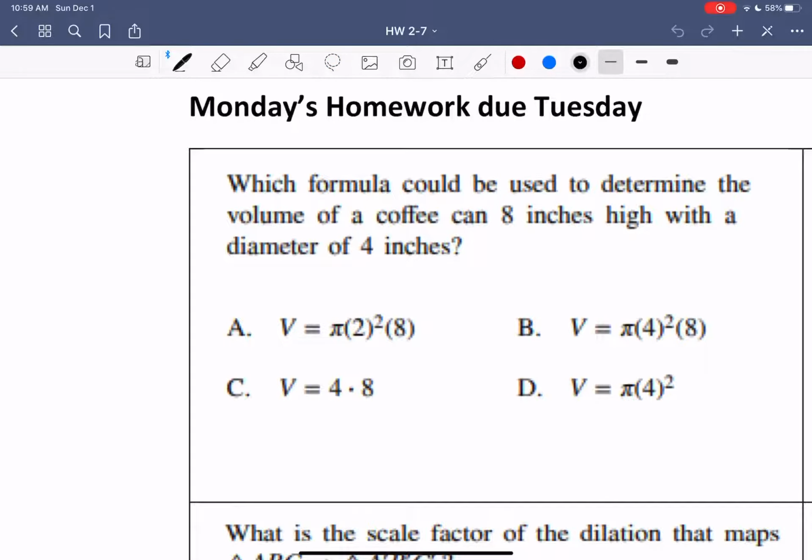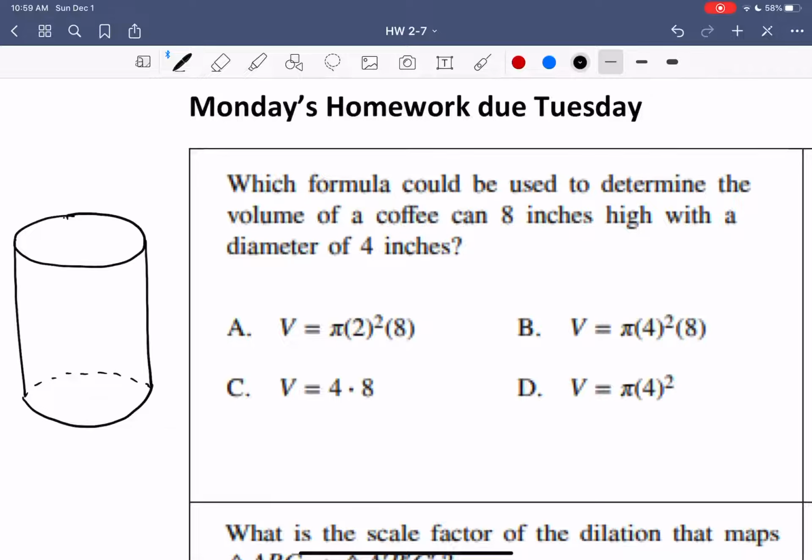So we're having a coffee can, so we're going to have a cylinder. Do my best to draw a 3D object. So we have 8 inches high, and we have a diameter that is 4 inches is our diameter.